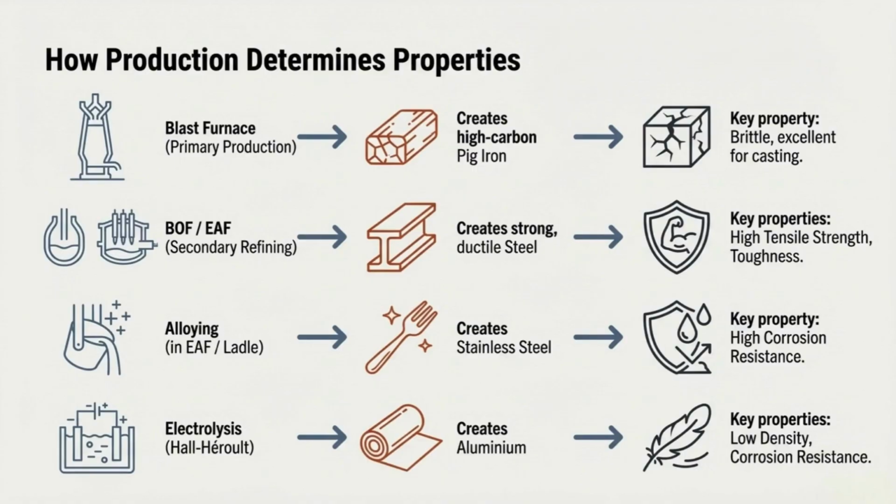Finally, we look at aluminium. As we learned, it is produced through the Hall-Héroult process using massive amounts of electricity. This electrolysis process results in a metal with two incredible properties: low density and natural corrosion resistance. Because it is produced this way, it is 1/3 the weight of steel, making it the perfect choice for everything from soda cans to giant airplanes.